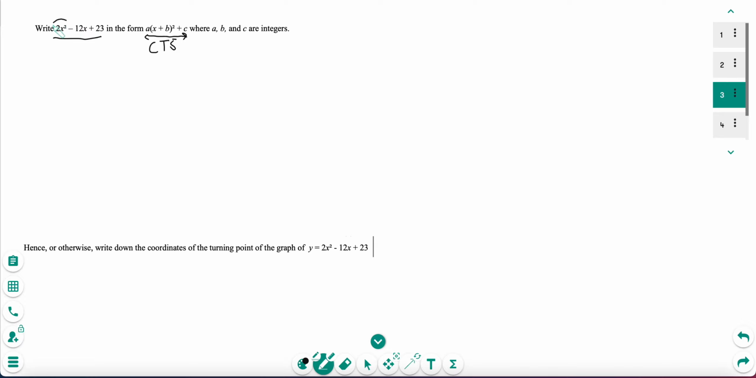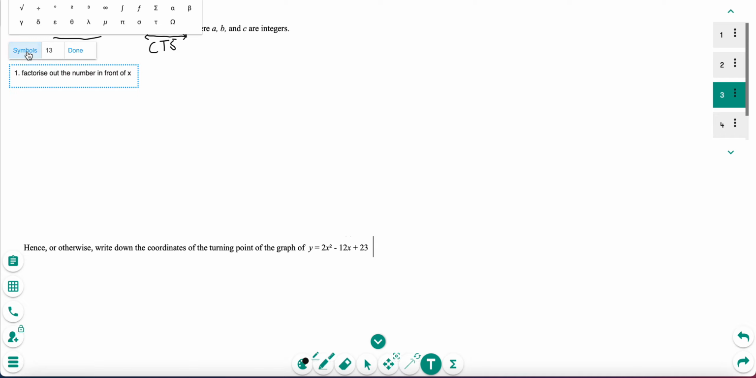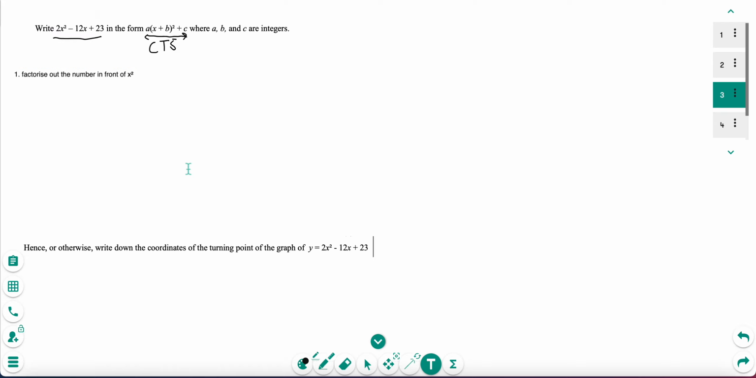Now, whenever there's a number in front of the x squared, there's a few more steps. And the first step and the last step are different. So step 1 is you're going to factorize out the number in front of the x squared. So this is the first extra step you have to do. You have to factorize out the number in front of the x squared. So let's write down our expression.